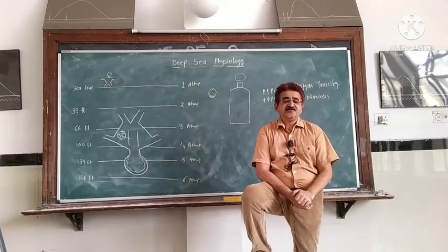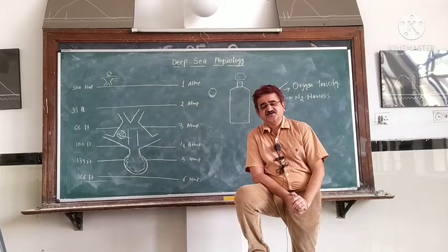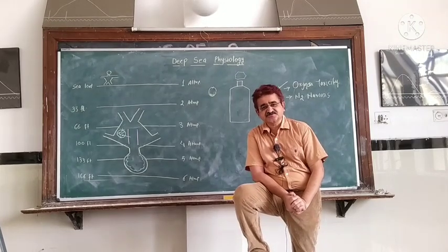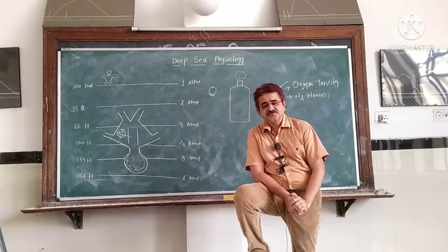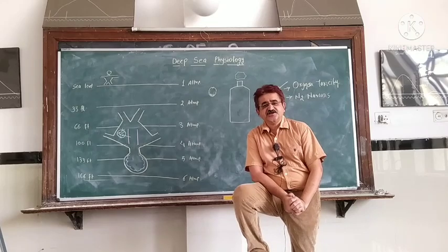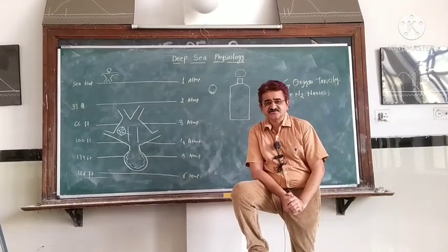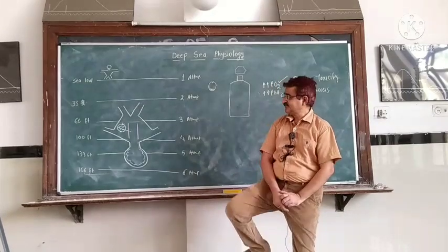Second one, and very important one, is the nitrogen narcosis. Have you seen the person who is under the influence of alcohol? So nitrogen narcosis is very similar to that of alcohol intoxication. So let's see how does it happen.